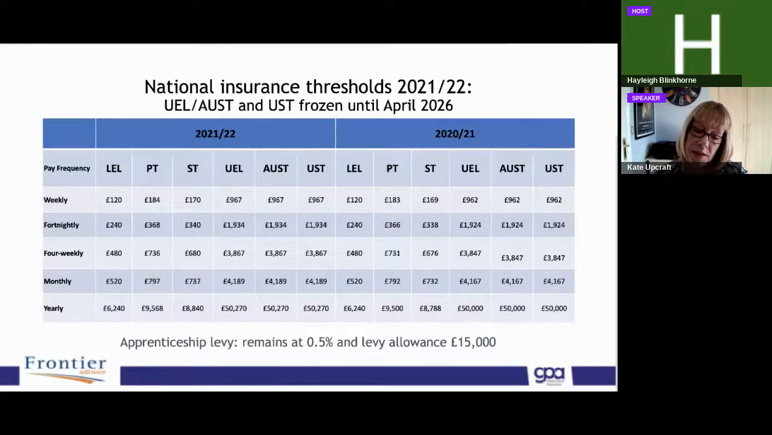In terms of things that are allied to social security, the apprenticeship levy in the UK, well, in England I should say, in terms of it coming back to employers, but the whole of the UK you pay still at 0.5% with the levy allowance still at 15,000, so that hasn't changed year on year. Next one please.